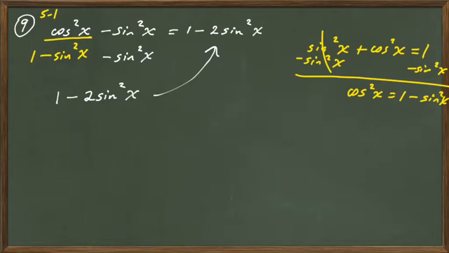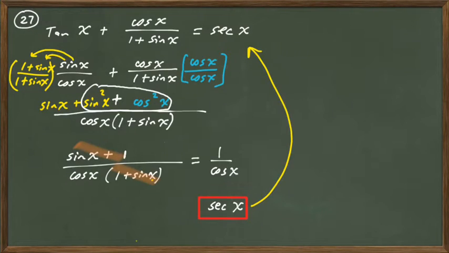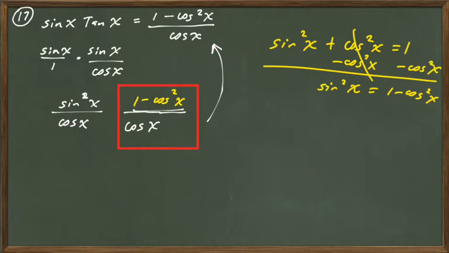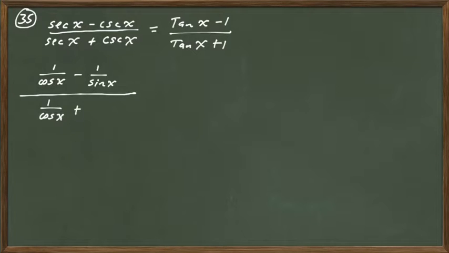Okay, let's see what we have here. We did 9, we did 17, we did 27. So the next biggest number would be 35. So let's look at this one. I'm going to suggest you break everything into sines and cosines. Secant is 1 over cosine. Cosecant is 1 over sine. On the bottom, or in the denominator, secant is 1 over cosine, and this is plus, and cosecant is 1 over sine.